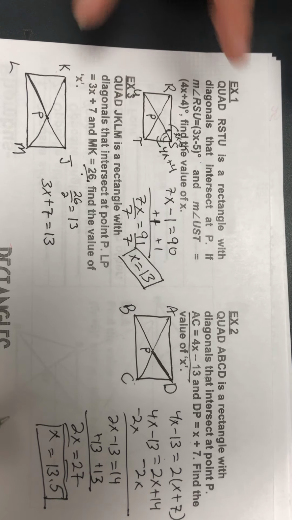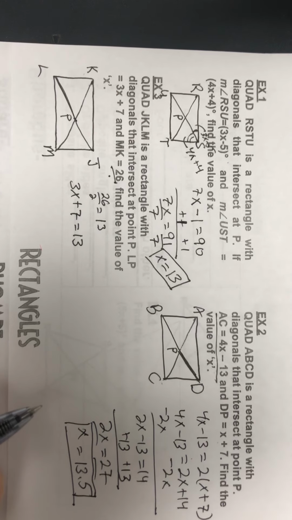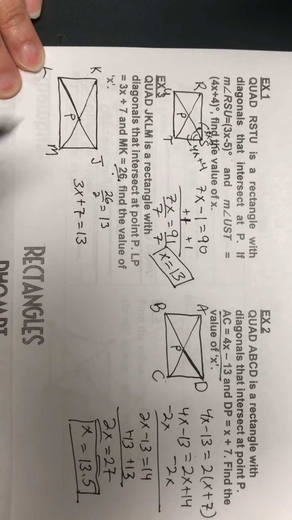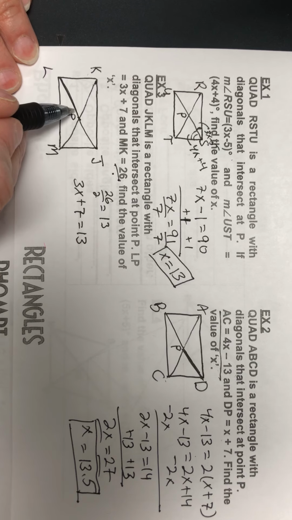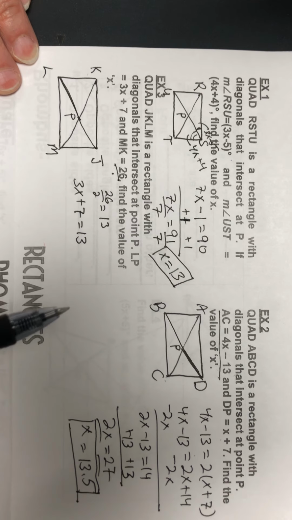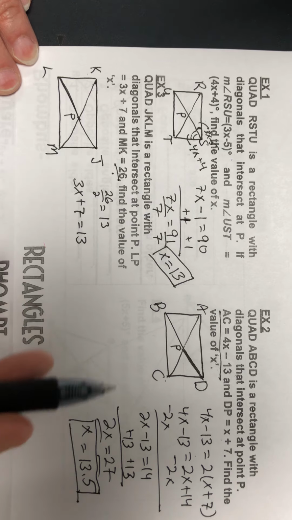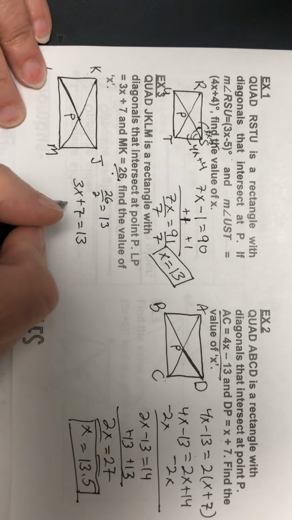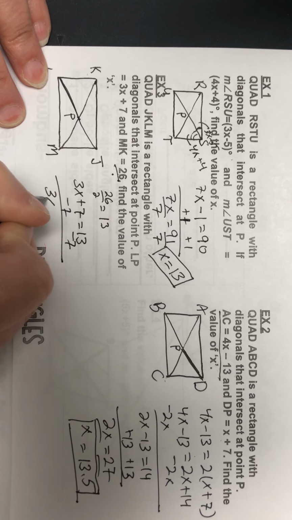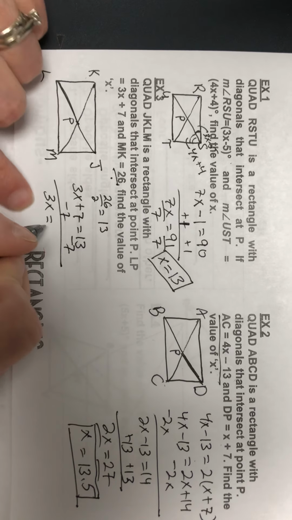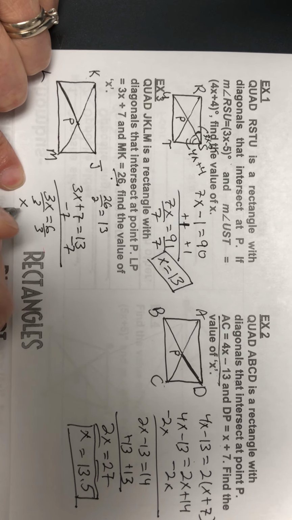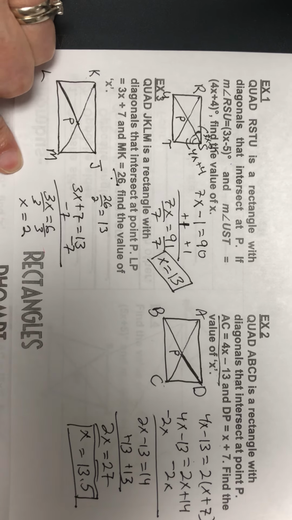Hope everybody caught that and is good on that. If you've got any questions, send me an email about that. But your LP is half your diagonal. The MK was a whole diagonal, so I divided it by 2. So that means half a diagonal is 13. Subtract 7 from both sides. So we get 3x equals 6. Divide by 3. And x equals 2.